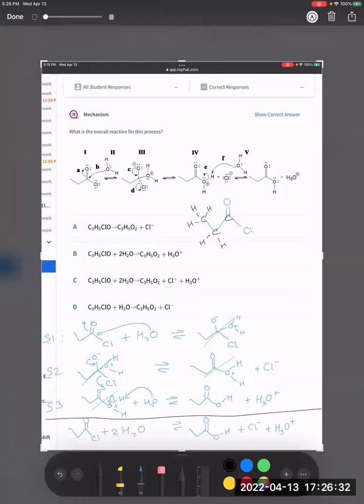And if we count them, we have 3 carbons. And if we count the hydrogens now, we have 1, 2, 3, 4, 5 hydrogens, and one Cl atom, and then 1 oxygen. And you can see that that is what we have as a reactant over here. We can do the same thing for the product side as well. I'm going to take this molecule now and write the Lewis structure for that.